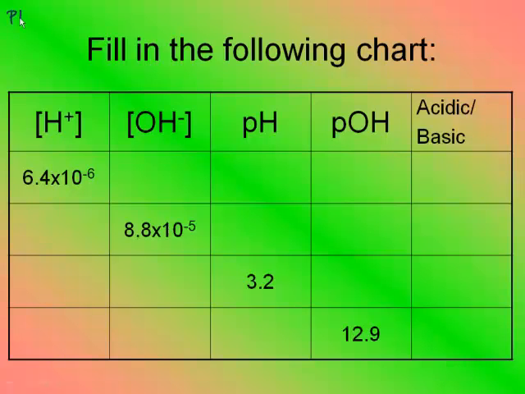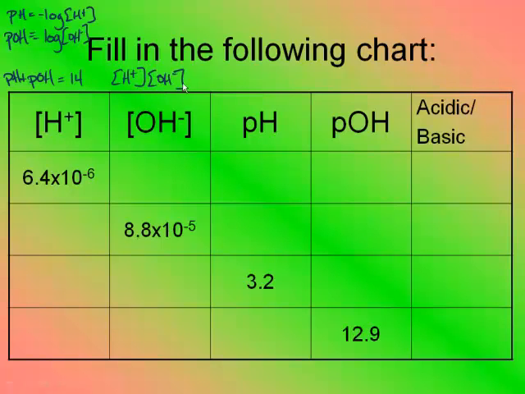There is the pH equals the negative log of the H plus concentration. There's the pOH is equal to the negative log of the OH minus concentration. You have the pH plus the pOH is equal to 14, and you have the concentration of H plus times the concentration of OH minus is equal to 1.0 times 10 to the negative 14. So those four formulas are what's going to help us solve this problem.